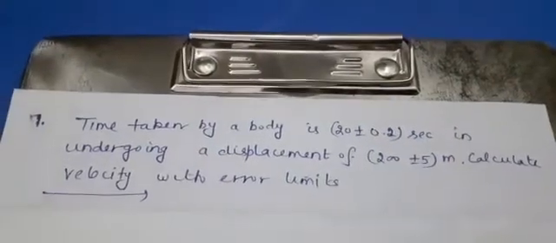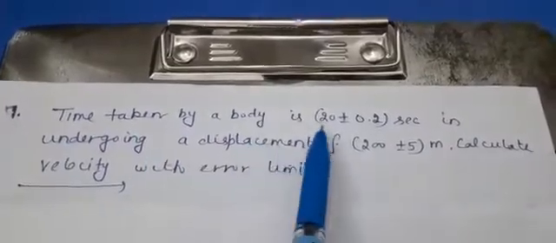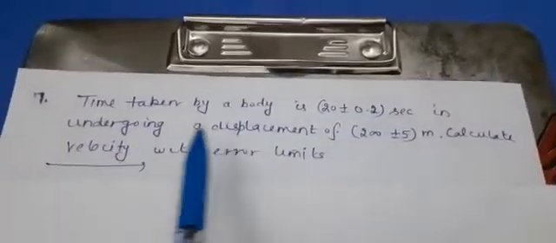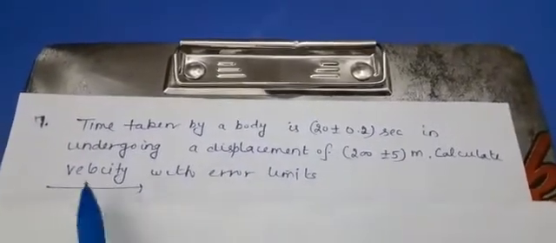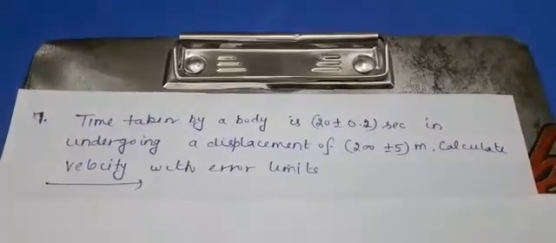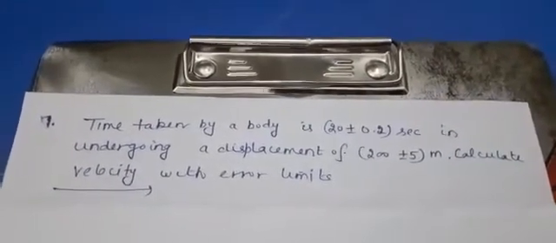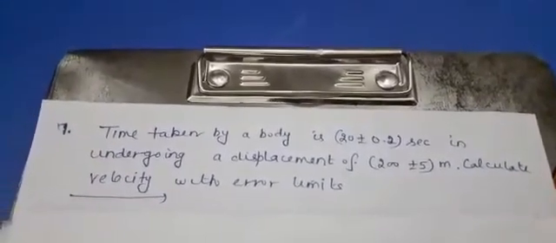Now see here, in a similar way, there is one more numerical. Time taken by a body is 20 plus minus 0.2 seconds in undergoing a displacement of 200 plus minus 5 meter. Calculate velocity with error limit. See, velocity is displacement upon time. So this is the concept of division. So I am leaving this question for you as an exercise. You will do it as homework.